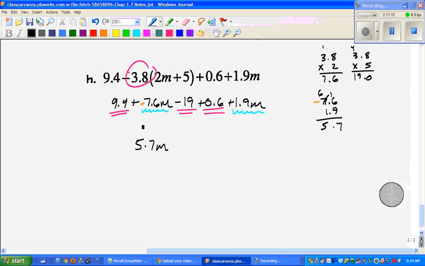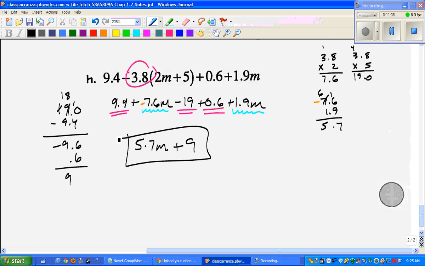And now with all of our decimals, we're going to do 19 minus 9.4 because it's negative. That's a negative 9.6. And then add the 0.6, and you get 9 plus 9. And that's your final answer. Sorry for all the confusion.